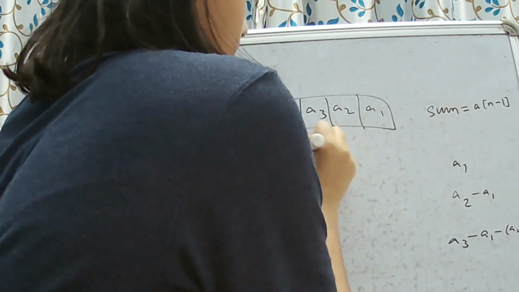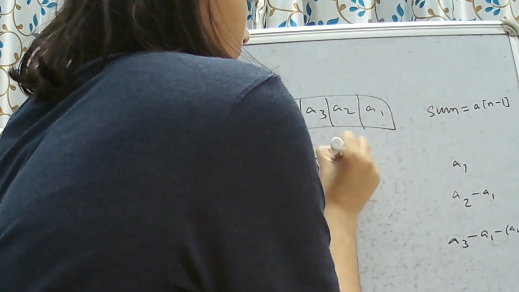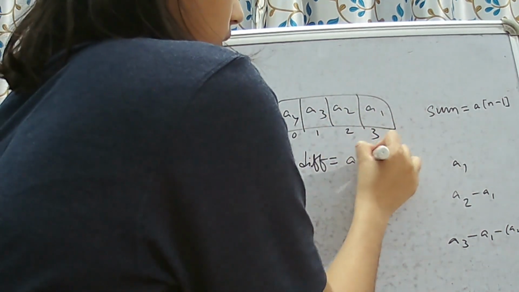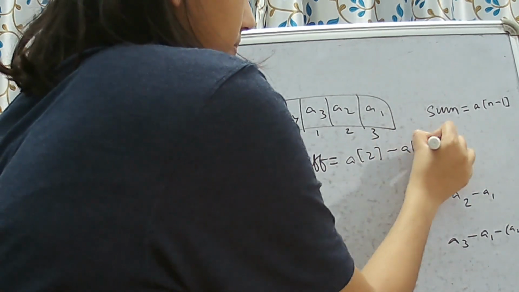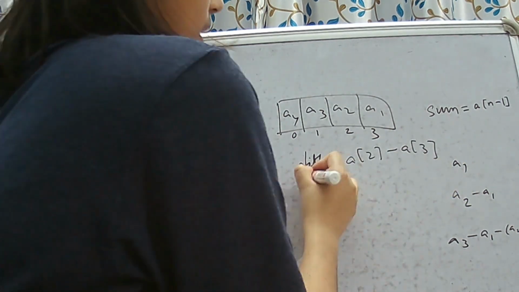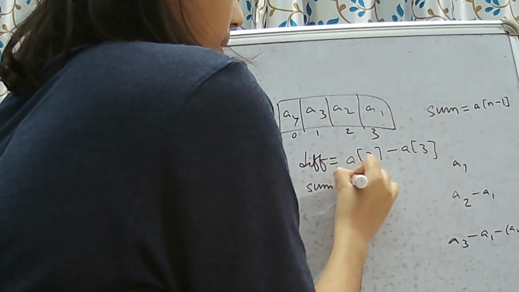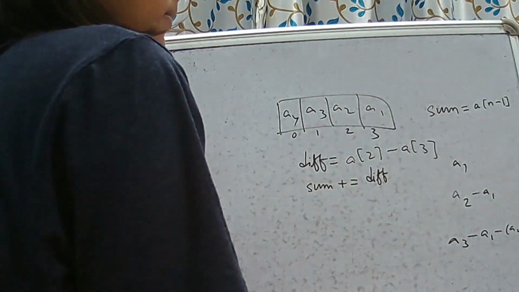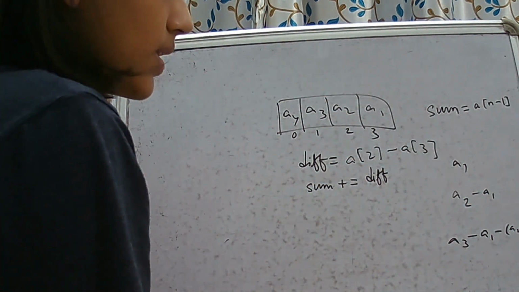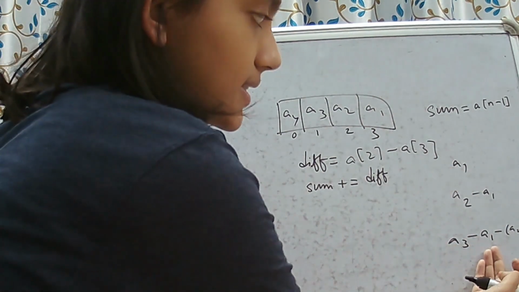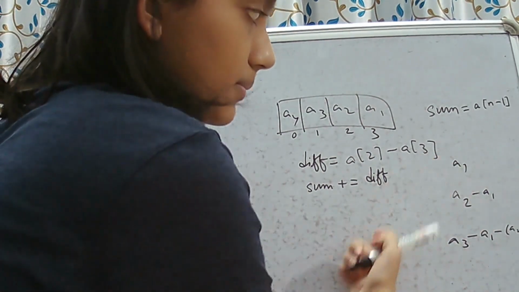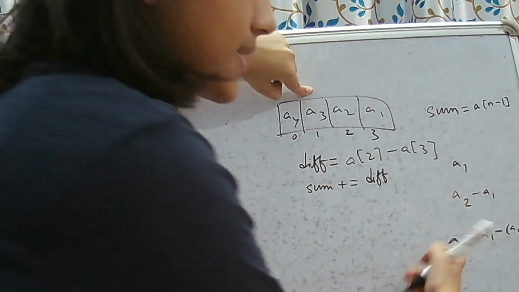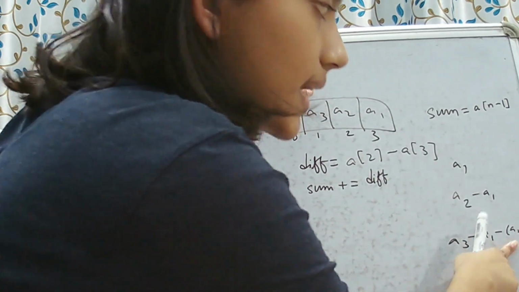The difference is A2 minus A3, and sum plus equal to difference, because every time the difference is getting added. First it was A1, then it was A2 minus A1. So by the time you come to A3, the total difference has become A3 minus A1 minus A2 minus A1.